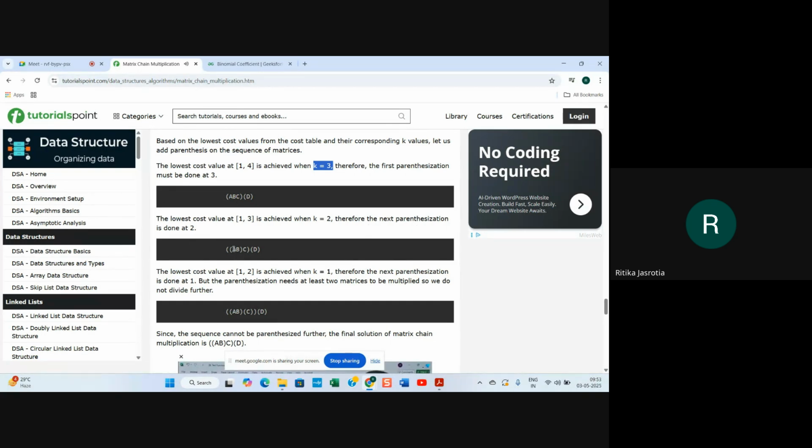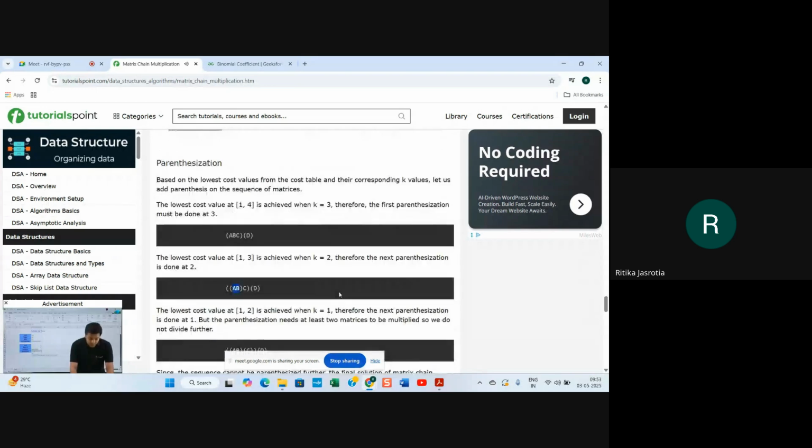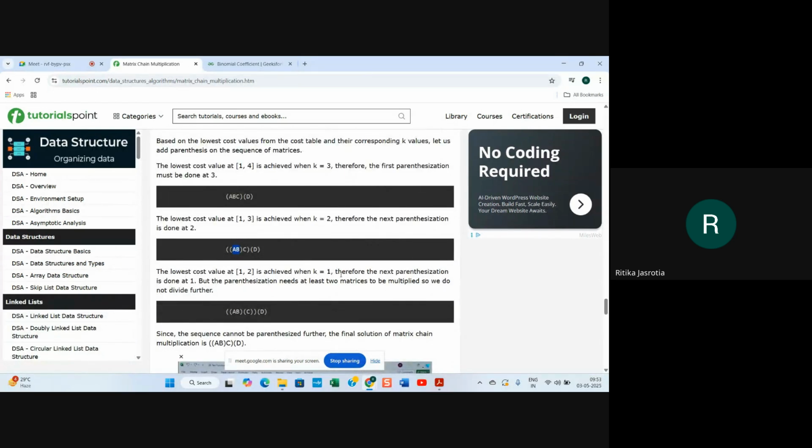So 2 means a b we have kept in parenthesis, at the two matrices, and then c is there, after that d. So the lowest cost at 1, 2 is 1. So it is achieved when k is 1. Therefore the next parenthesization is done at 1. But the parenthesization needs at least two matrices to be multiplied, so we need not divide further.